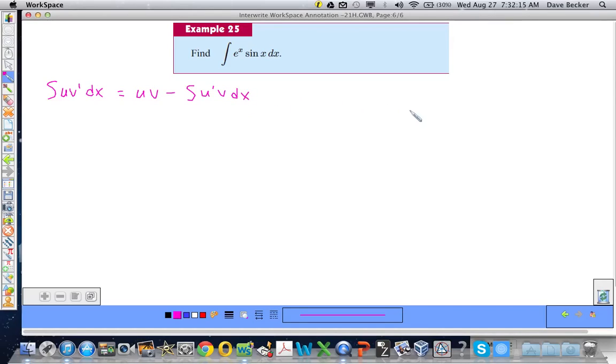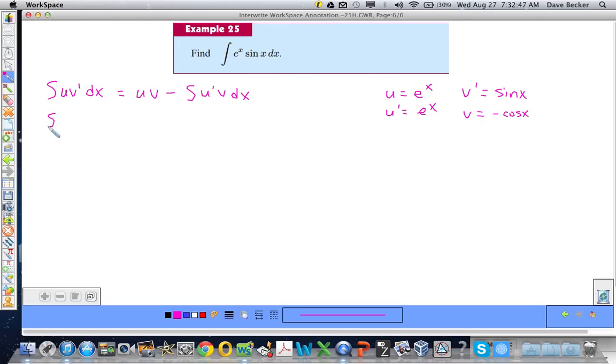Okay? So again, I'm going to start off with u equals e to the x. Du would equal, shocker, e to the x. V prime is equal to sine x, which means v is equal to negative cosine x. And if you're looking ahead and you're saying, yo, Becker, u prime v, that's not any better than what we started with. Well, bear with me on this one, and you're going to see something quite nice and elegant.